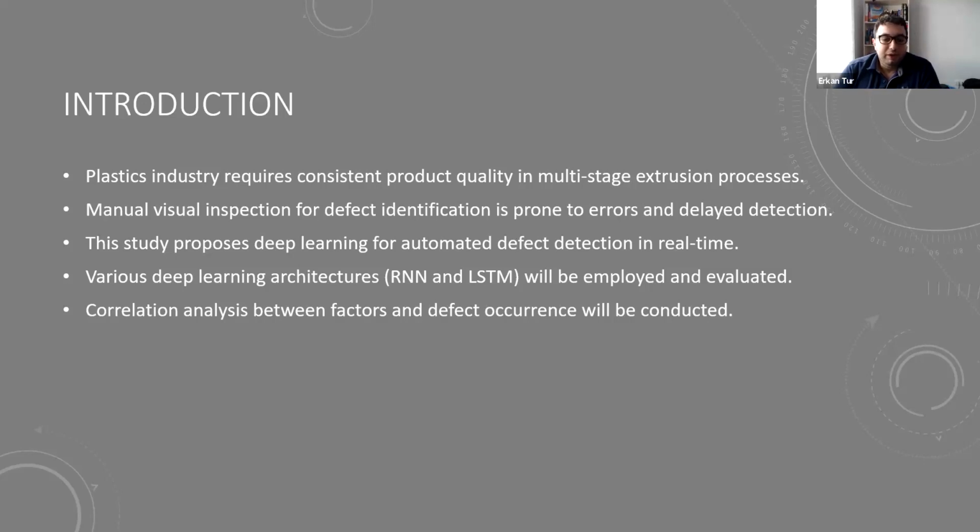Automated defect detection using deep learning has the potential to revolutionize the multi-stage plastic extrusion process. By leveraging the capabilities of deep learning models, manufacturers can achieve real-time, accurate defect detection, leading to improved quality control and operational excellence. This study will delve deeper into the methodology, results, and implications of applying deep learning for defect detection in the multi-stage plastic extrusion process.